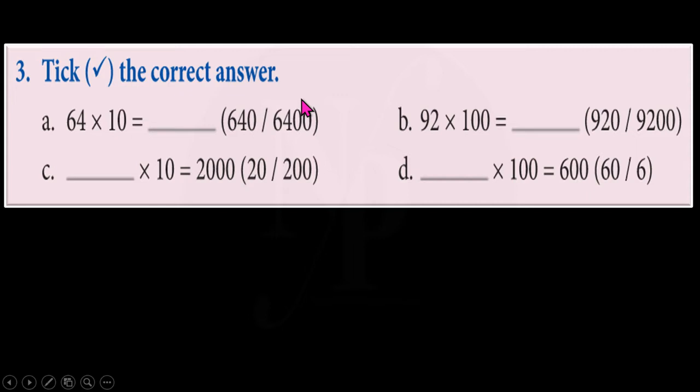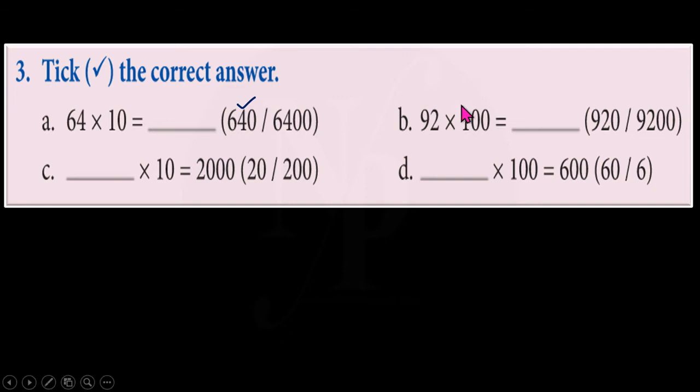So in question number 3 we have tick the correct answer. So we have to put a tick mark to the correct answers given in the brackets here. Question is given and two answers are given within the brackets. So we should put a tick mark just above the correct answer. A. 64 into 10. 64 into 10 is, yes, 640. We will put 10 just after 64. So the answer will be 640. So let us put a tick mark just above 640 here. This is the correct answer.